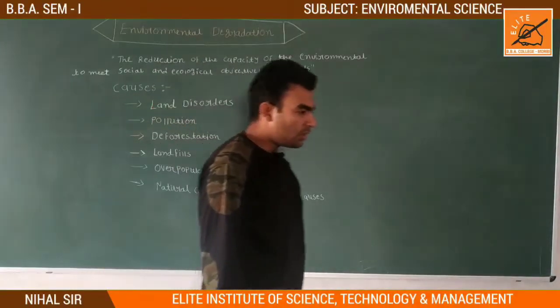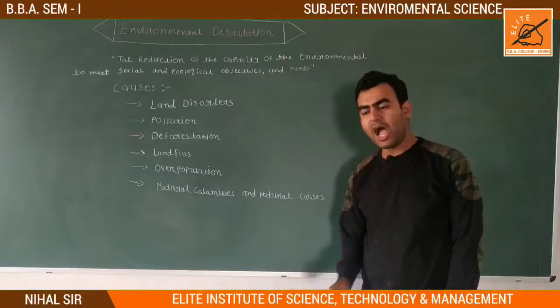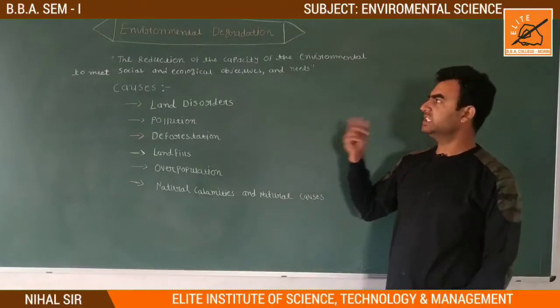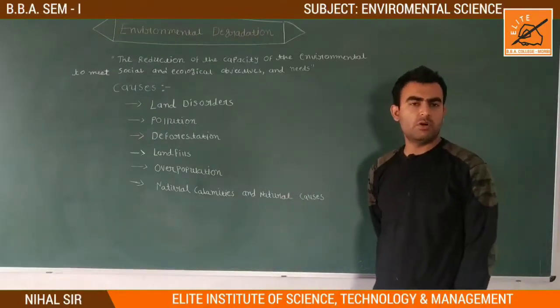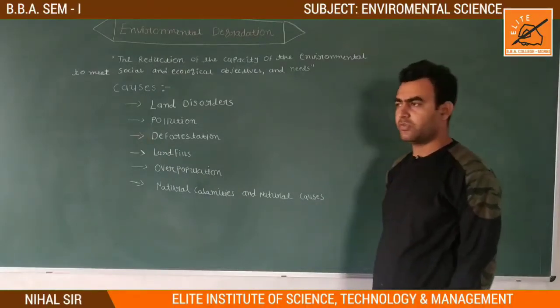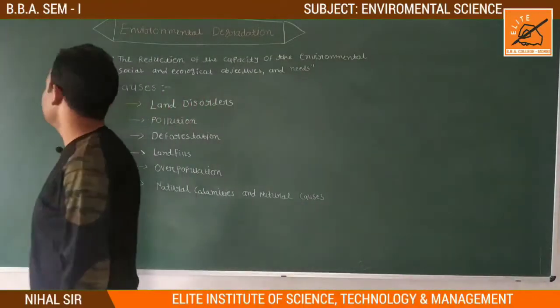Now, the causes of environmental degradation. Why are people doing this kind of work, why do they degrade all these things? Here come the causes of environmental degradation. What is the first cause of environmental degradation? So first is land disorders.